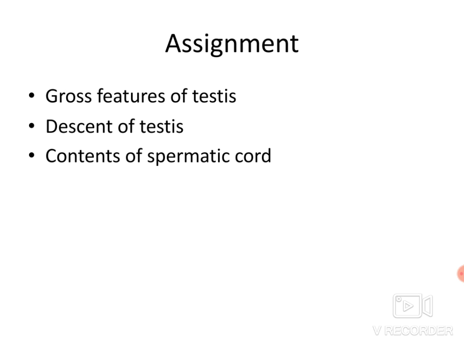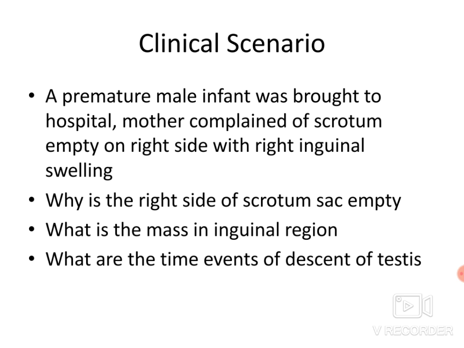Then that's all about the features of the testis, epididymis, and spermatic cord. Now you should be able to answer this. That's the gross features of the testis, which includes the parts, coverings, then structure in the sagittal view, then descent of the testis, where it reaches during the descent in intrauterine life, then contents of the spermatic cord. What is the spermatic cord? Which are the structures you can see in the spermatic cord? Let's try to find the answer for this.